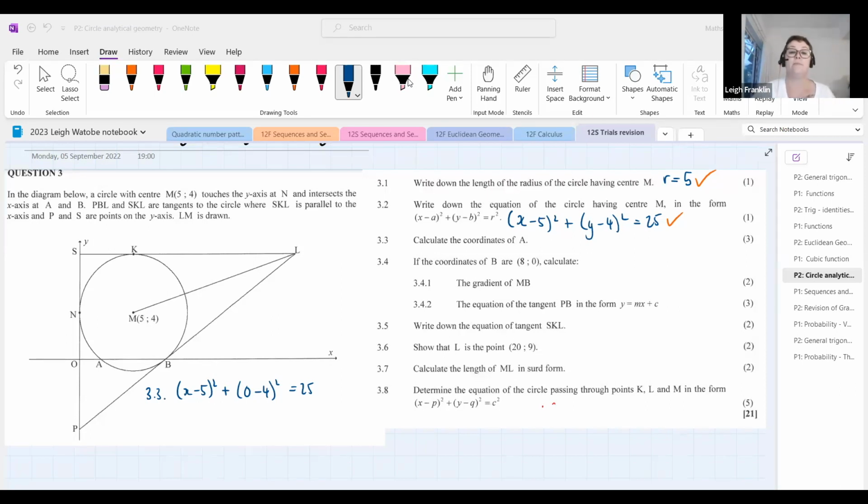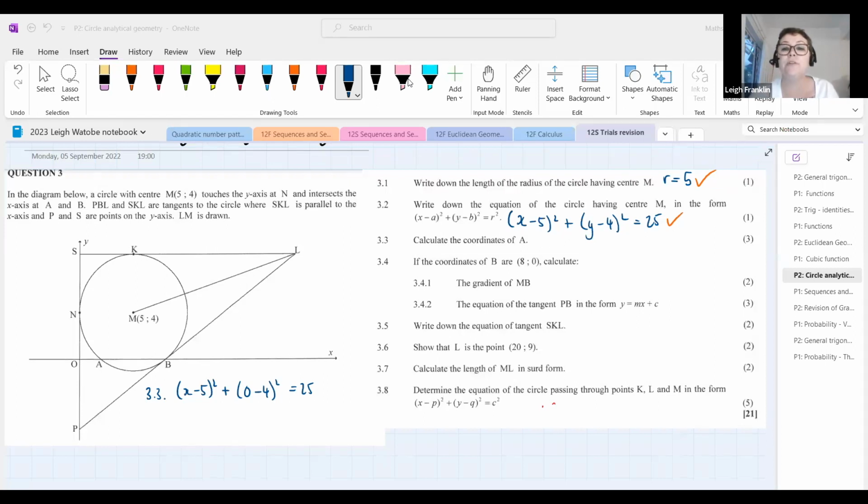Yes, Wanaka. Your x-coordinate tells you how far the point is from the y-axis. So from M to N, that is the radius. With N being on the y-axis, that's what's important here. Your y-coordinate tells you how far the point is away from the x-axis. So the distance NM is your radius.